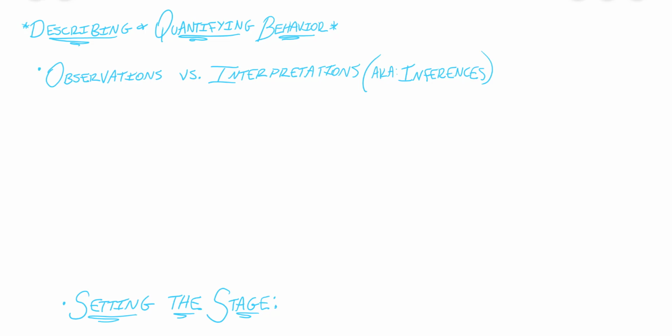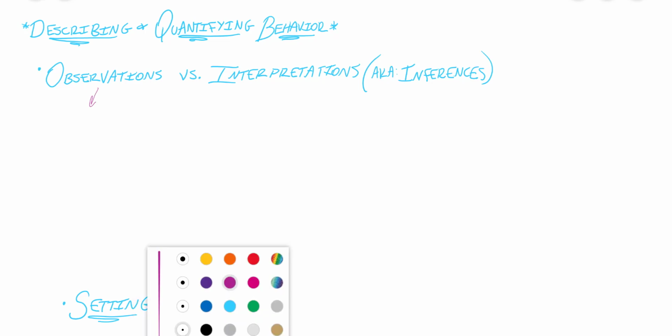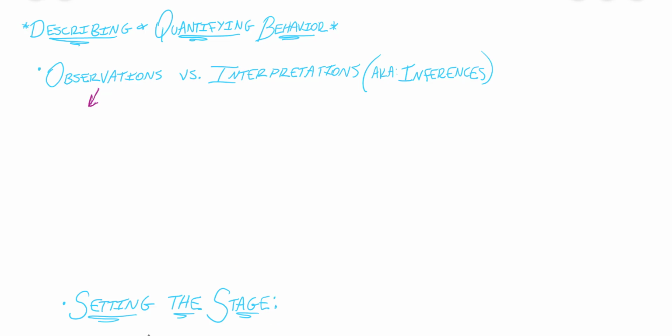But before we get into any of that, there are a couple of key ideas that we have to go over. The first of these is the idea that there is a difference between observations and interpretations, also sometimes called inferences. Okay. Now, an observation, you've probably heard that word connected to science. Observations are what you can see, and that's it. Okay? You're not explaining why what's happening is happening.